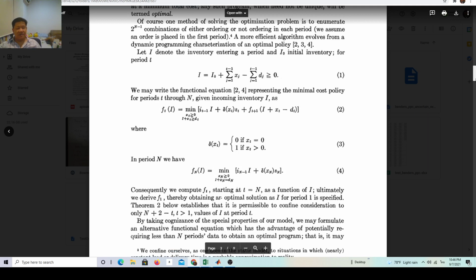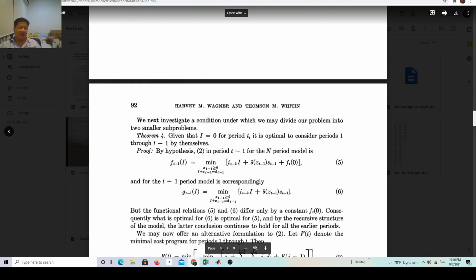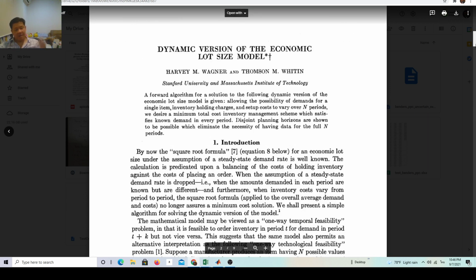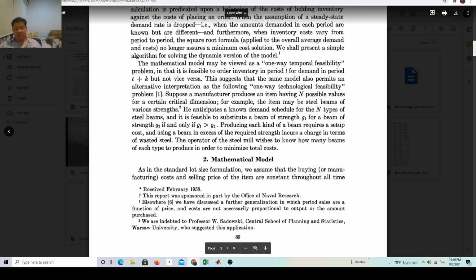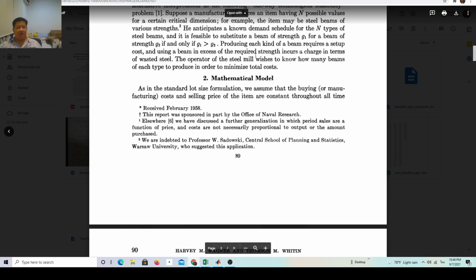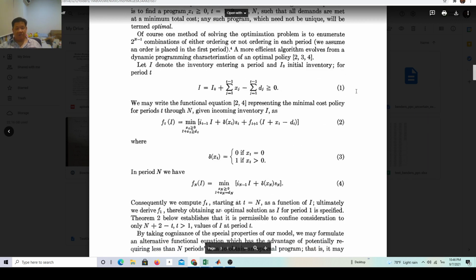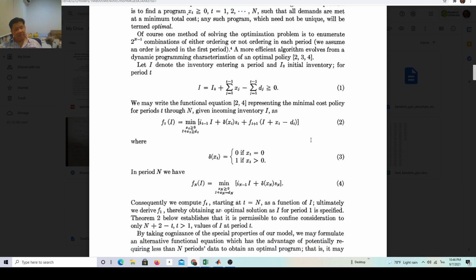And actually they didn't have any formula put in here, but it's just an interpretation from this classical work to write that model out. You will see soon. But what I want to tell you is that the real mathematical model that appears in the original paper of Wagner and Whitin is equation 1, 2, 3, 4, which is written in the form of what we call the functional equation. When we talk about functional equation, we are representing the minimal cost policy for period t to n, given the incoming inventory I, and the functional equation represents what we call dynamic programming.